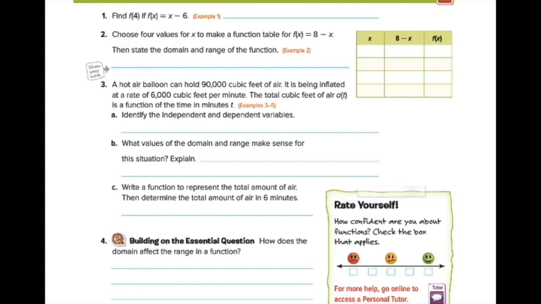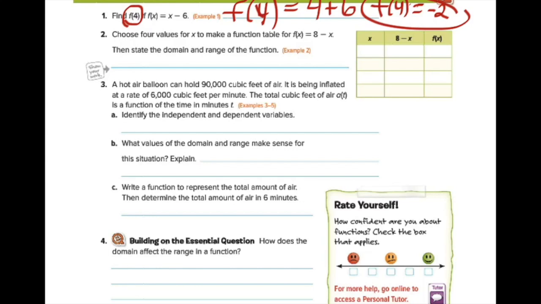So this is very similar to example 1. My x is going to become a 4. My f of x is 4. So x becomes 4. Oops, that's a 4. So f of 4 equals 4 minus 6. Add the opposite, and f of 4 equals negative 2.